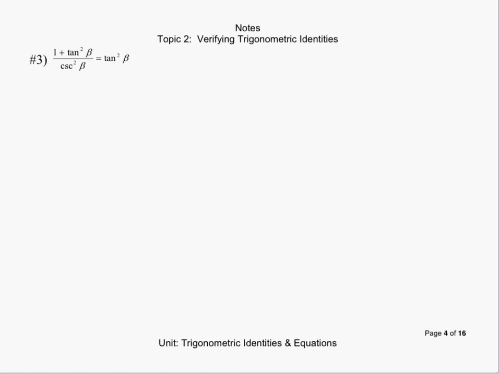Okay, number 3, ladies and gentlemen, which side do you think is more complicated? Because my suggestion, one of my suggestions was make the more complicated side, work with that side first. Make it less complicated. Any suggestions on the left, something we can do? That's right, the top is secant squared. That's one of the Pythagorean identities.